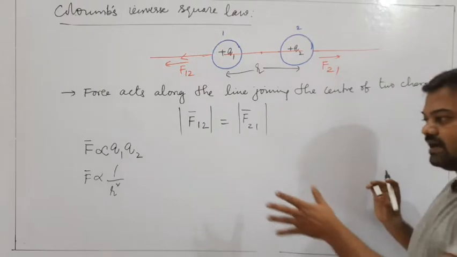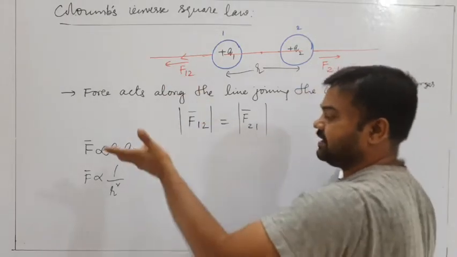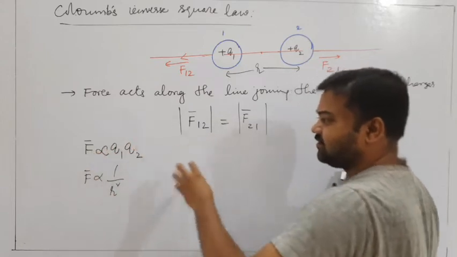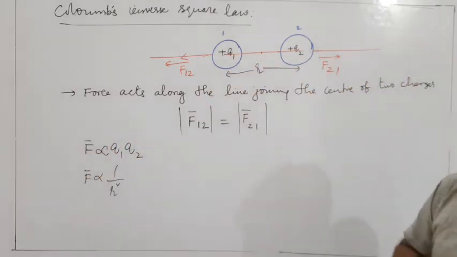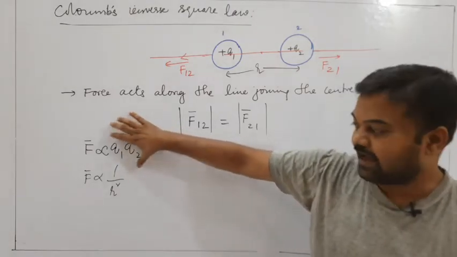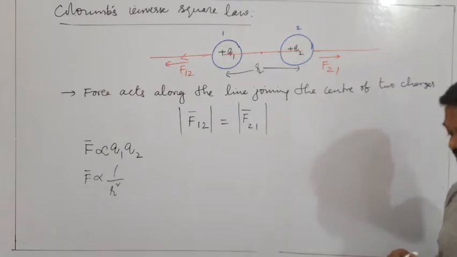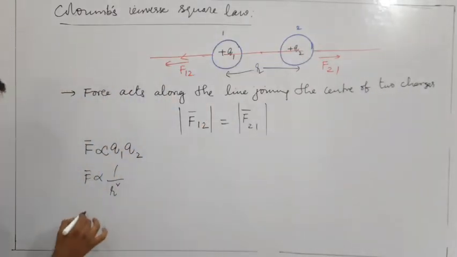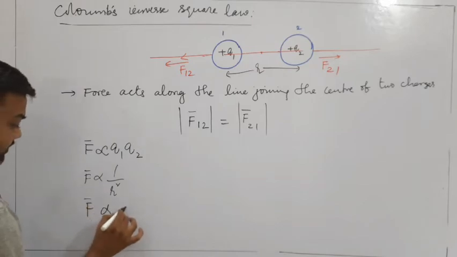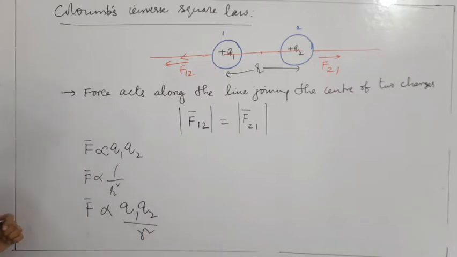definitions, these are the two laws, or we can say Coulomb derived from different experiments, and finally he concluded that the force of attraction or repulsion between two charges is directly proportional to the product, and inversely proportional to the square of the distance between the two charges. If you join these two, then what you will get? F is proportional to q1 q2 by r square.